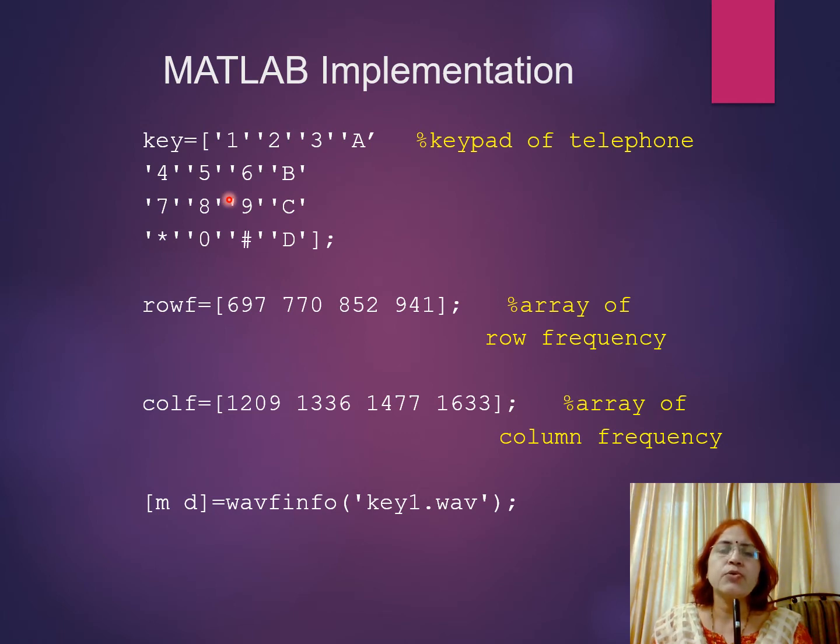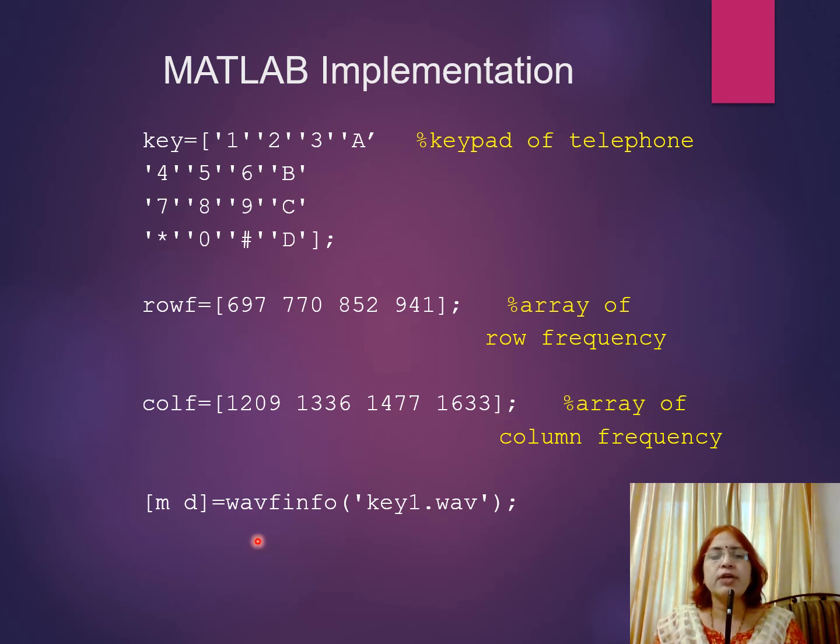Now we have seen how to record the key sound using Audacity software. Now here we are going to see the MATLAB code for DTMF decoder implementation. First one is the array of keys of telephone. Then this second array is the array of row frequencies. These are the lower frequencies. Four frequencies are there: 697, 770, 852 and 941. Then there is an array of column frequencies. Four frequencies are there, higher frequencies.